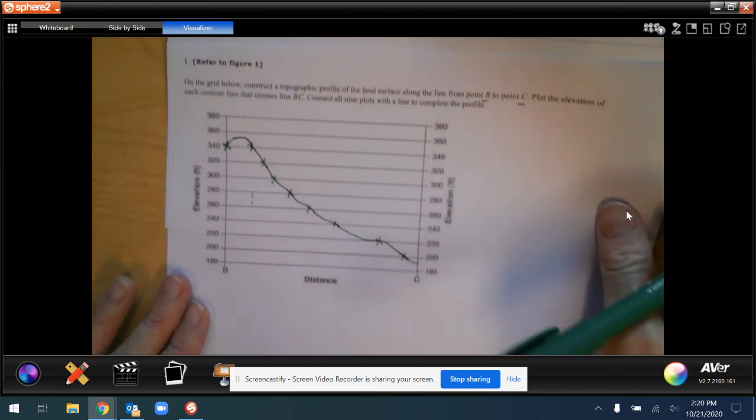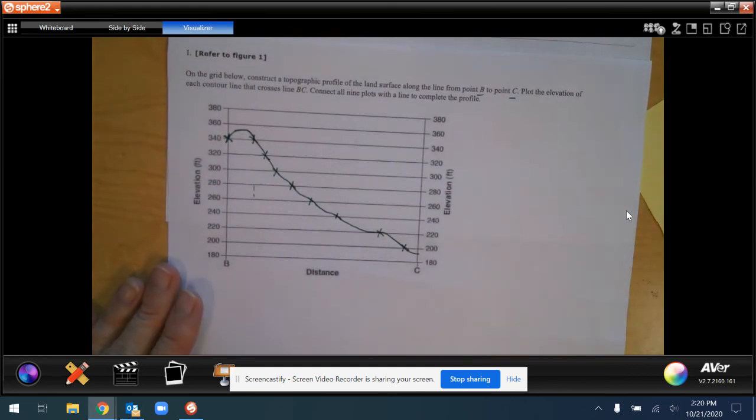So that's a simple profile to start with, and we're going to get lots more practice with this as we go.